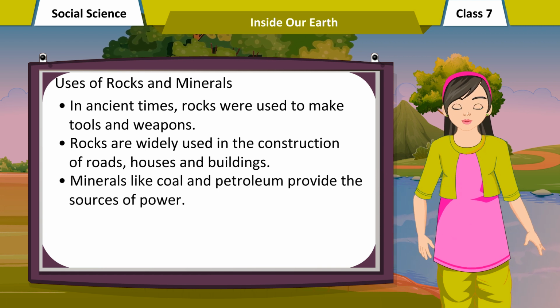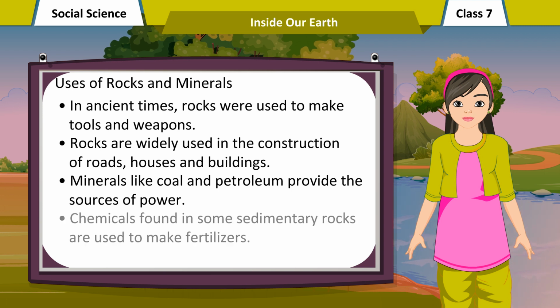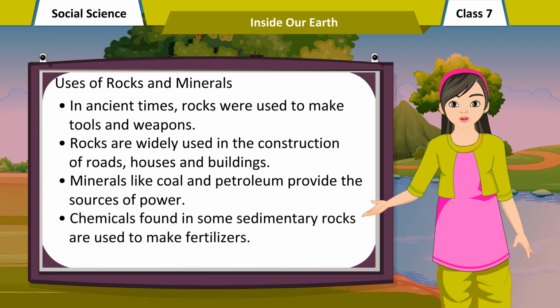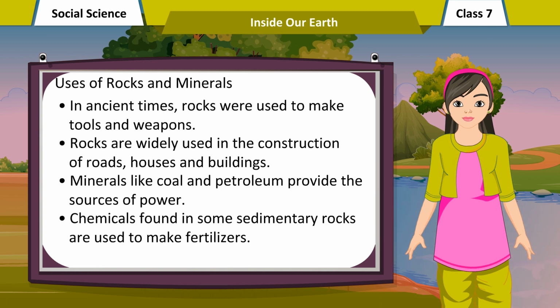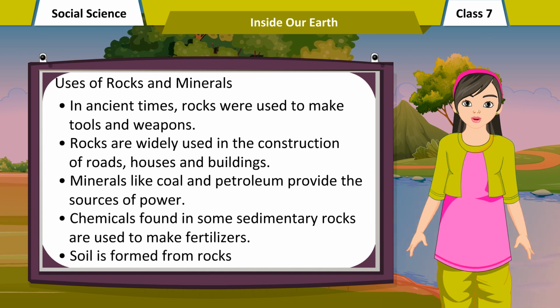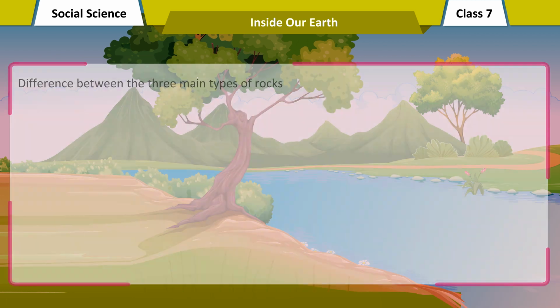Minerals like coal and petroleum provide the sources of power. Chemicals found in some sedimentary rocks are used to make fertilizers. Soil is formed from rocks.